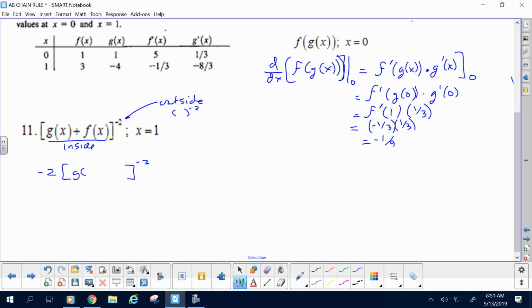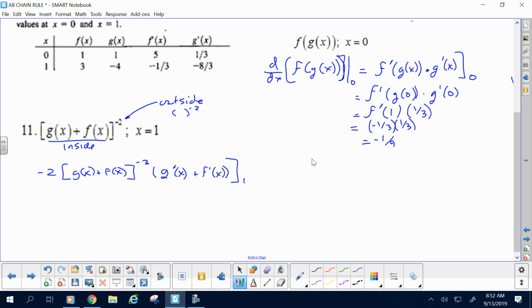Inside the same means g plus f is still in there. You follow? Times the derivative of the inside. What's the derivative of the inside, g plus f? Talk to me, people. What's the derivative of g? g prime. And what's the derivative of f? f prime. And can I take the derivative of a sum by just taking each piece individually? Yes, you can. Now then, that needs to be evaluated at 1. So here we go.